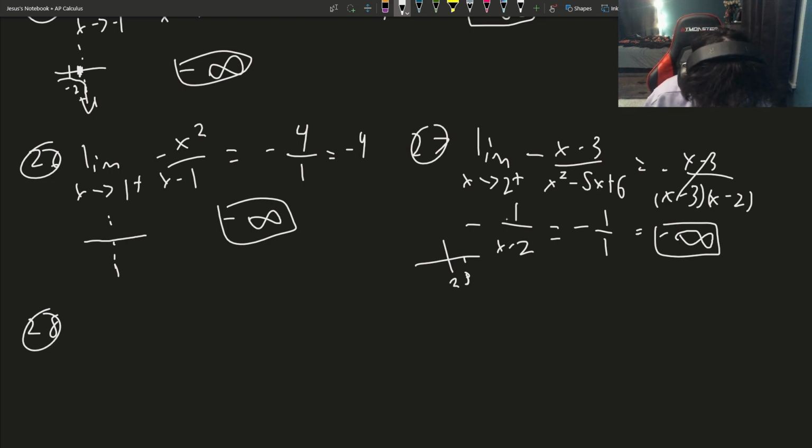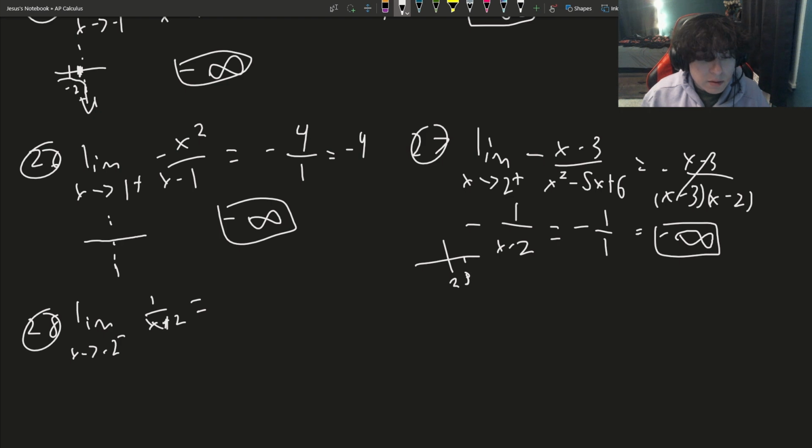28. And as x approaches negative 2 from the left of 1 over x plus 2. So for example, we would do the sign analysis test, negative 2, from the left, so we would choose negative 3. Negative 3 plus 2 is negative 1. 1 over negative 1 is just negative 1. Since it's a negative number, it's negative infinity.